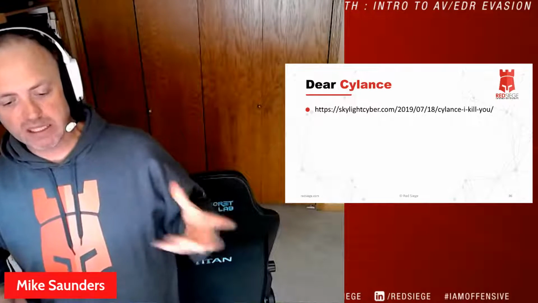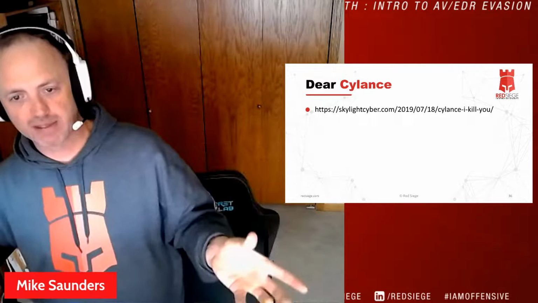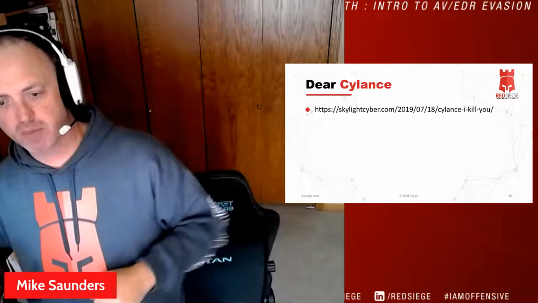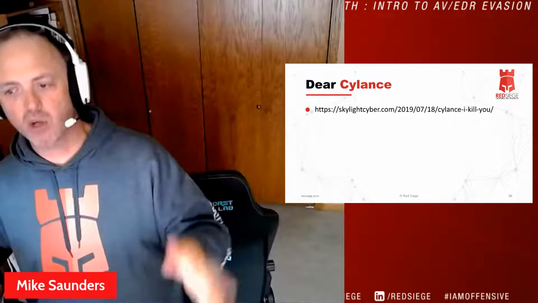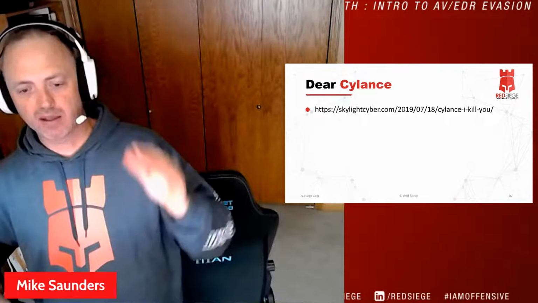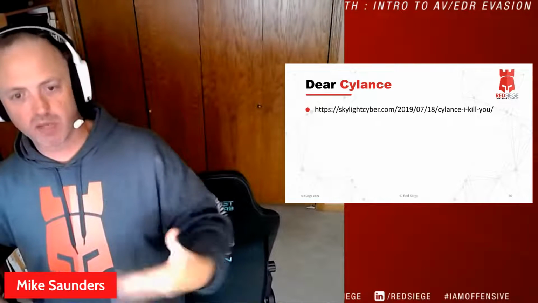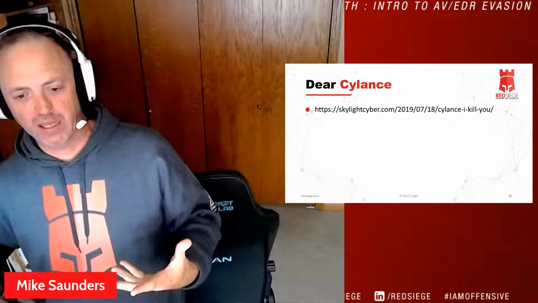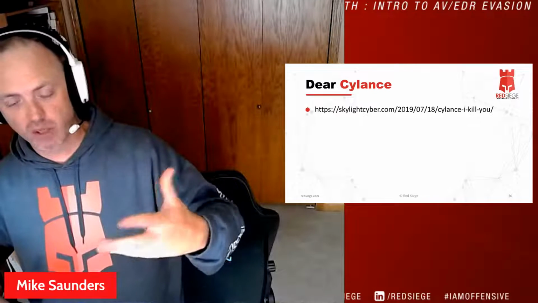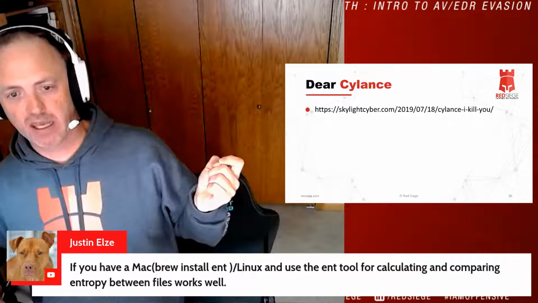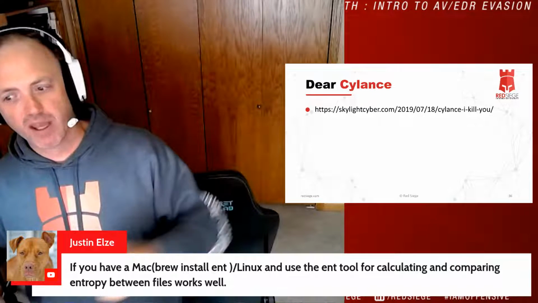You could literally take a picture of a cat and cat a picture of a cat onto the end of your payload. Your payload will run, and the amount of entropy is going to be low, or it's going to be lower. It's going to be significantly lower. And now you've catted a cat onto your payload.